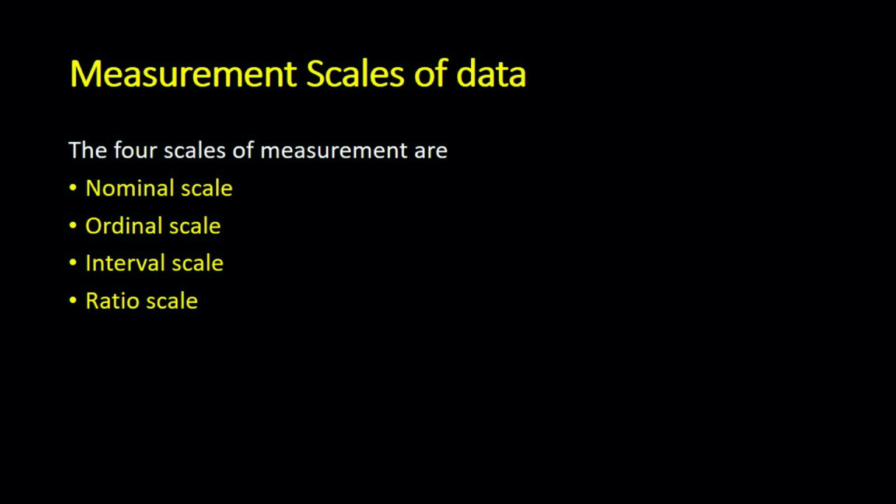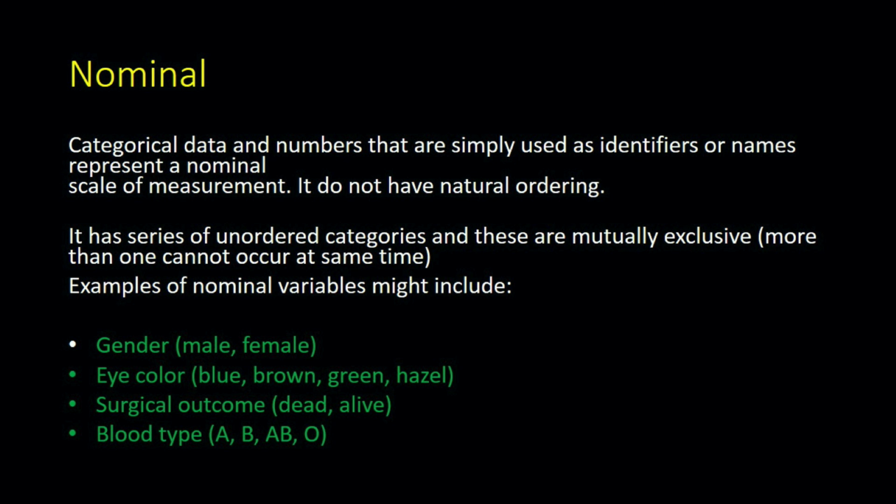Whenever we discuss the nominal and ordinal scales, first we have to read the definition of what the nominal scale tells us. In the next slide you can see the definition of the nominal scale: categorical data, and numbers that are simply used as identifiers or names, represent a nominal scale of measurement. It does not have natural ordering. It has a series of unordered categories, and these are mutually exclusive. More than one cannot occur at the same time.